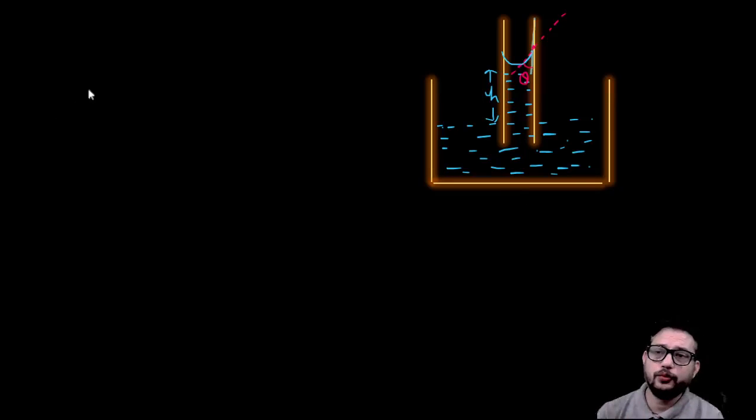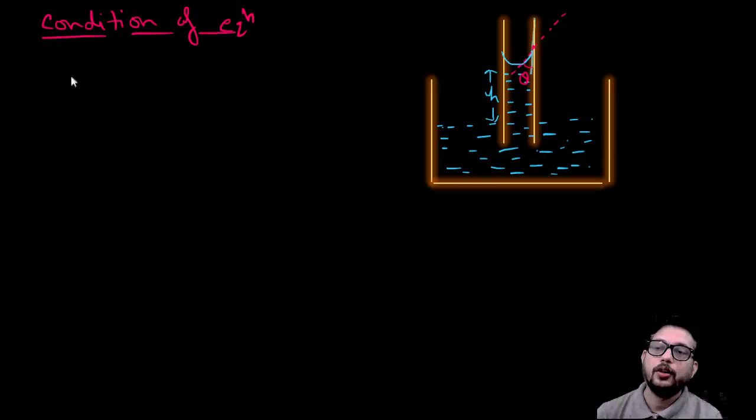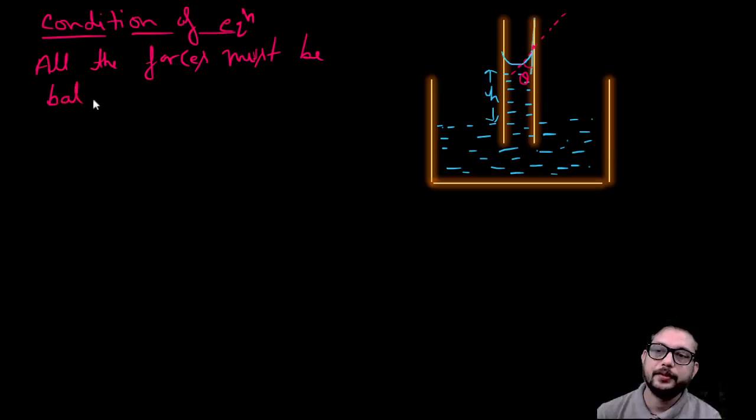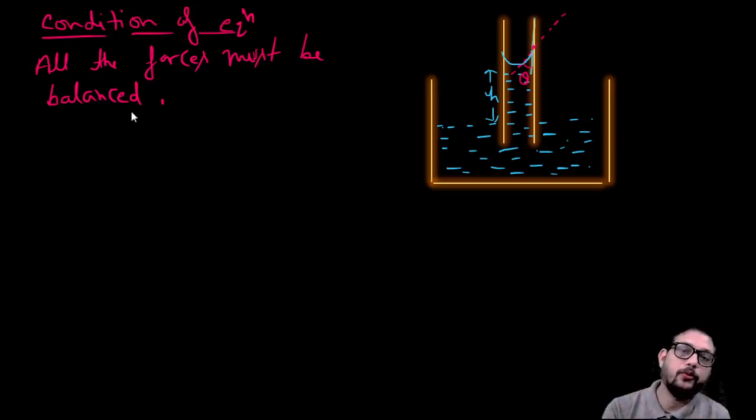Now we have to discuss the condition of equilibrium. The condition of equilibrium says all the forces must be balanced. So there is a requirement: we have to see what types of forces are there.